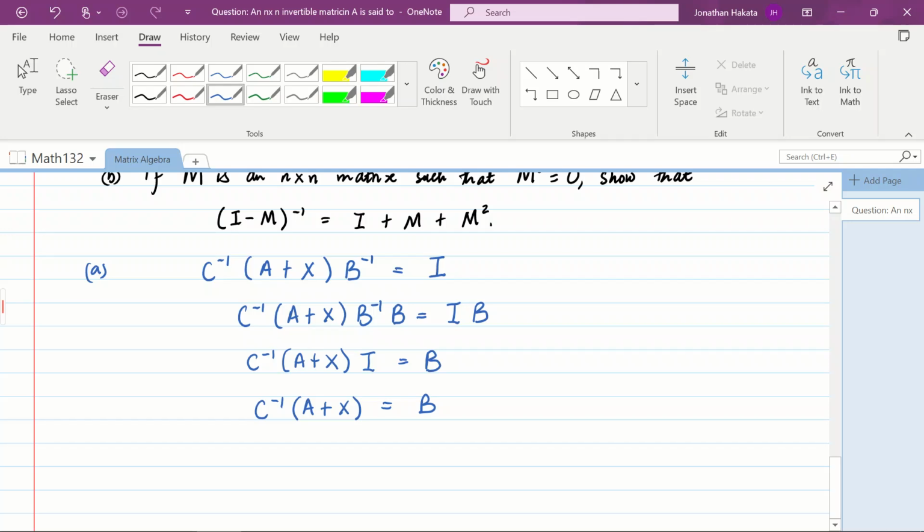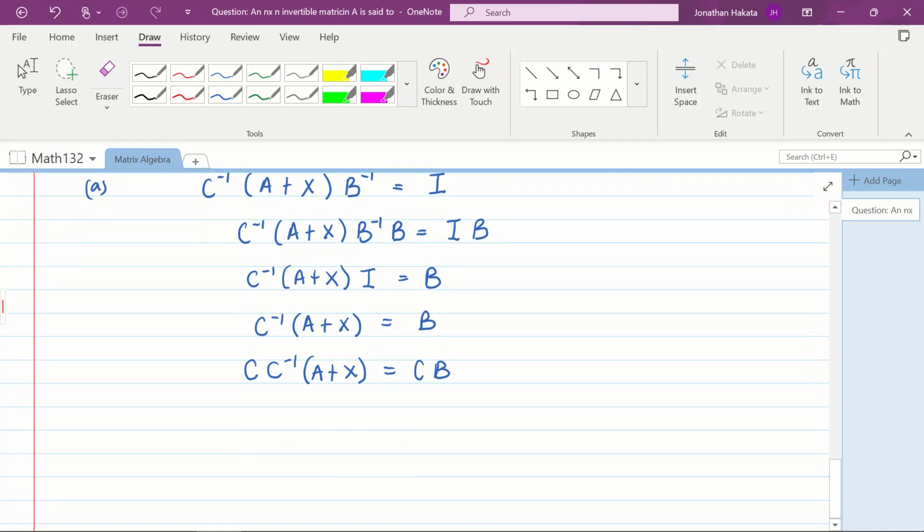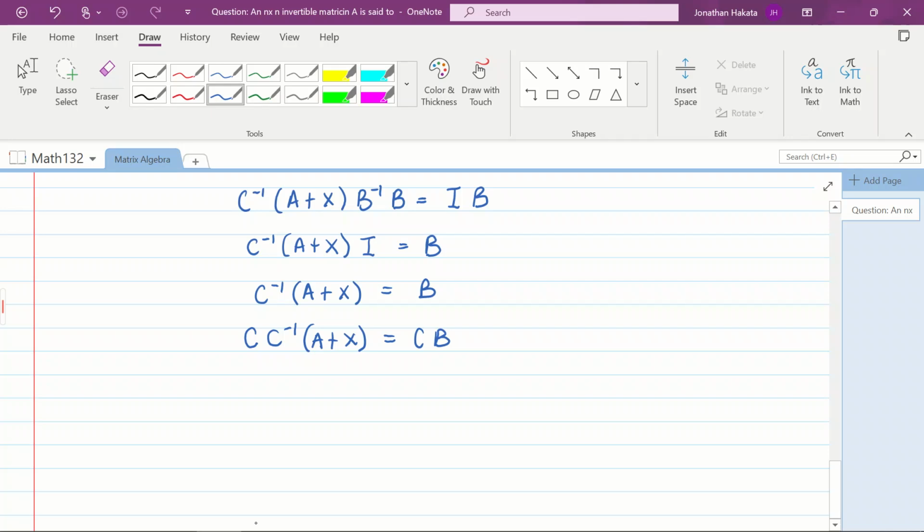Now I want to multiply by C on both sides. So I'll place C in front of C inverse. The order does matter, guys. Then (A plus X), like that, equal to, since I placed the C in front of C inverse, I should have C in front of B. This is not equal to BC, okay? Don't make that mistake. Now C times C inverse will always give me the identity matrix. The multiplication of a matrix and its inverse will give you the identity matrix I. Then A plus X equal to CB.